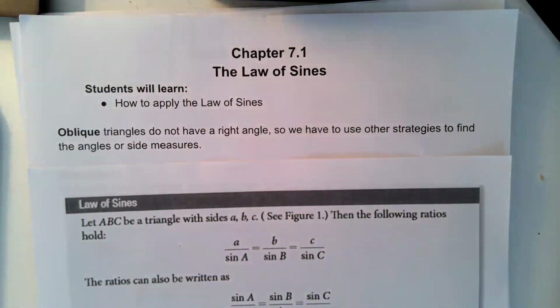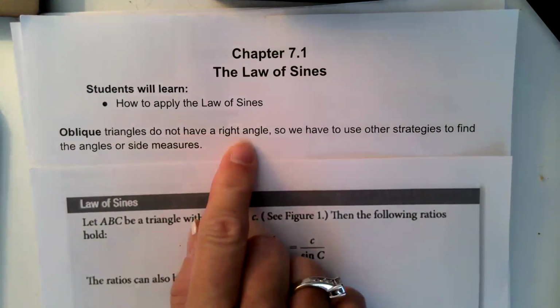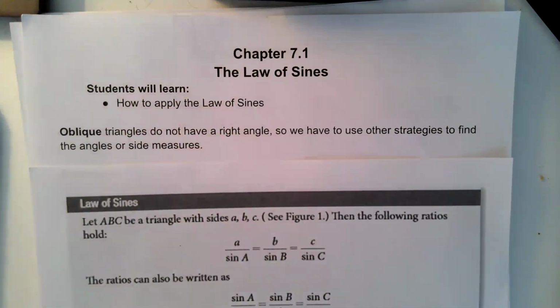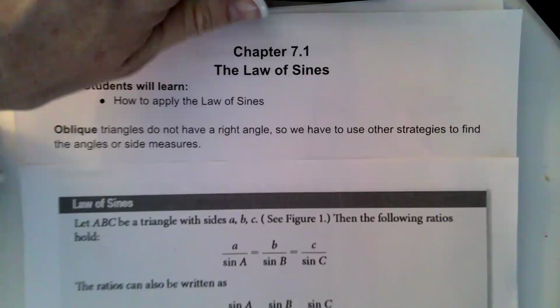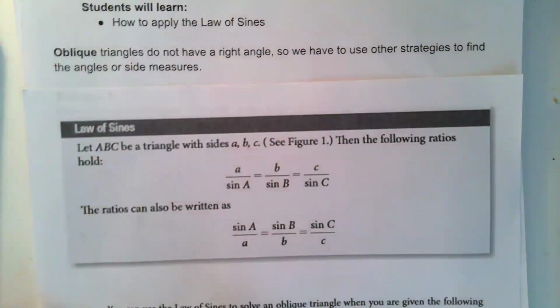Welcome back for the video for 7.1. This chapter, we're going to work on just two lessons. The first lesson is over the law of sines. It's going to help us solve sides and angles of triangles that are oblique. So these triangles do not have a right angle, so we have to use some other strategies. And so in 7.1, we're going to learn about the law of sines. And my pages might look out of order, but the numbering's correct.